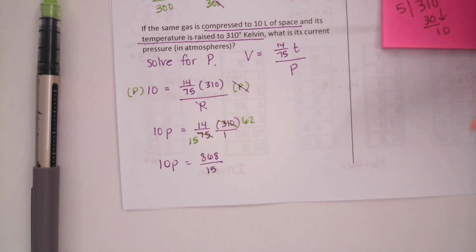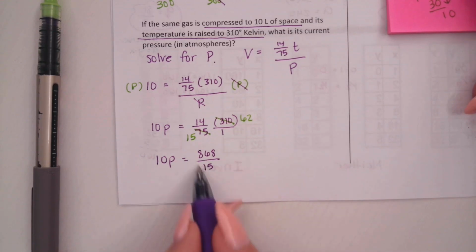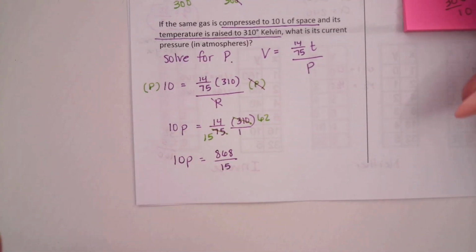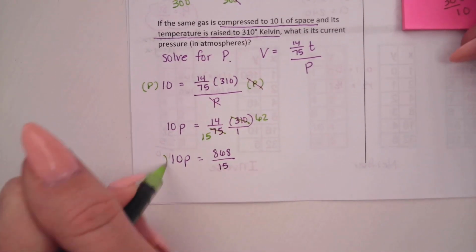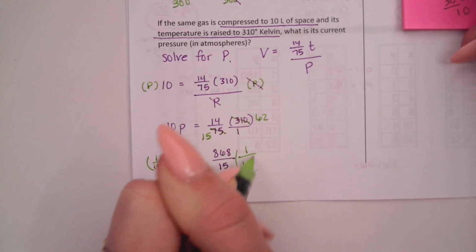Okay, we got one more thing to get that P by itself. Divide by 10, but since I have a fraction on this side, the same thing, multiplying by 10, you can also do times 1/10. Yeah, which might be easier with my fraction over here. Times 1/10.